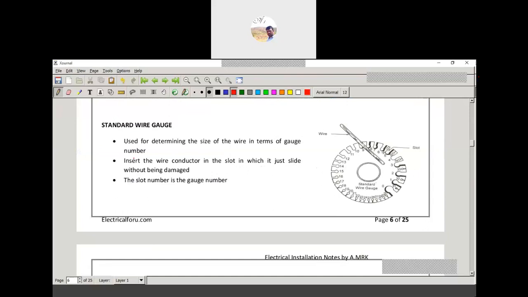Next we have the flexible cables. These flexible cables are used to connect wires of ceiling roses, lamp holders, socket outlets, fans and lamps. Flexibility is obtained by using a large number of strands. These cables come in various sizes according to the current rating.